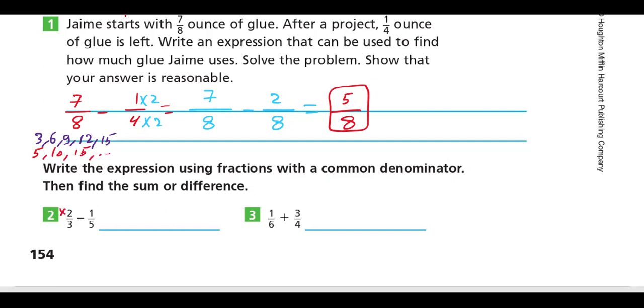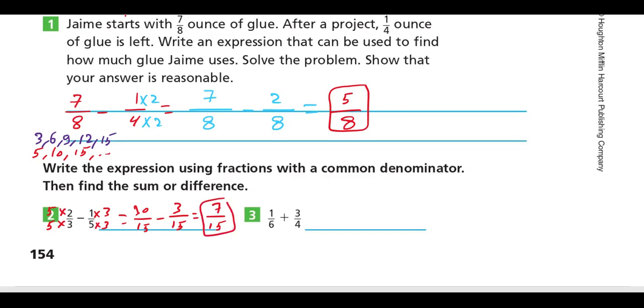So if we need to make 3 as 15, we multiply by 5, up and down. We need to make 5 as 15, so we have to multiply by 3, up and down. Now, first fraction is 5 times 2 is 10 over 15. Second fraction, 1 times 3 is 3 over 15. The same denominator, 15. So 10 minus 3 is 7.